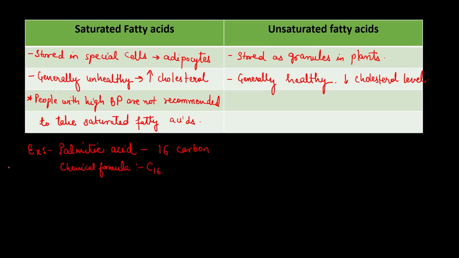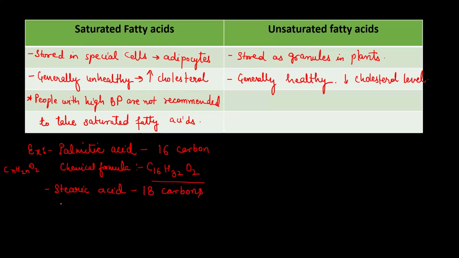And then what do we have? We have CnH2nO2. So we have C16, H2n means 32, and O2. So this is the general formula, or the chemical formula, of palmitic acid. So one example of a saturated fatty acid is palmitic acid. The second is stearic acid. And how many carbons does stearic acid have? It has 18 carbons.